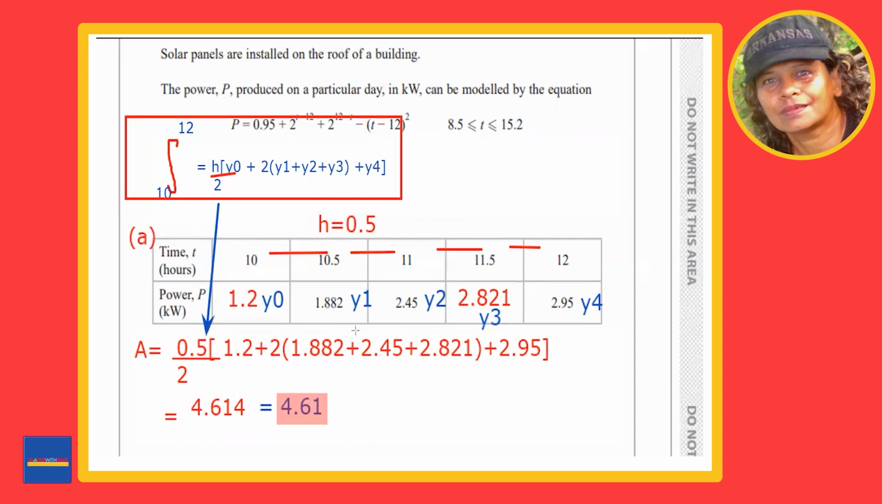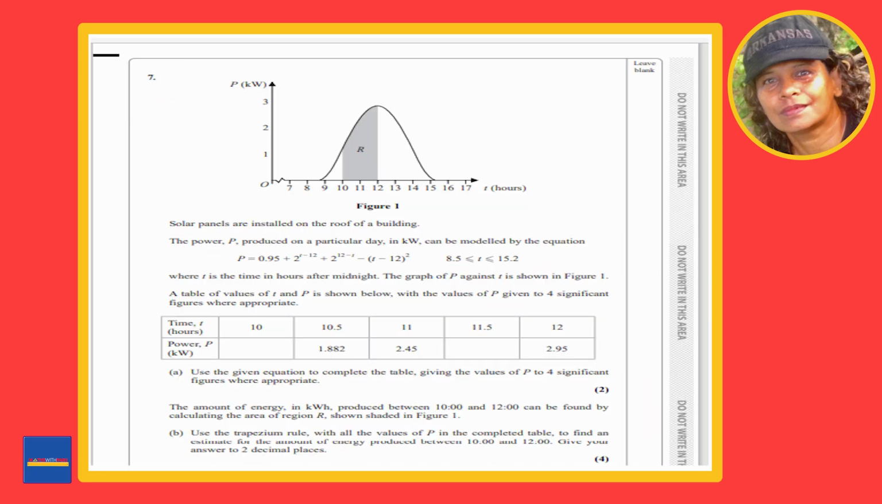Although it looks complicated when you look at the question, what they've asked you to do is very simple. Part A is simply substituting the values of t from 10 to 12 to fill up the table. And part B is just a direct application of the trapezium rule. This is the original question, which could look a bit confusing, but it's not. I hope you understood my explanation.